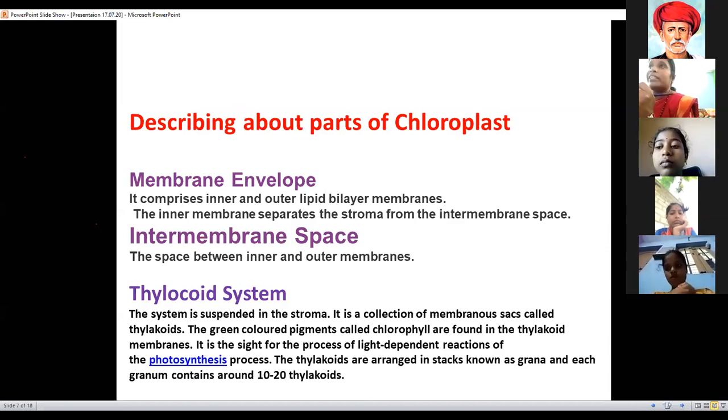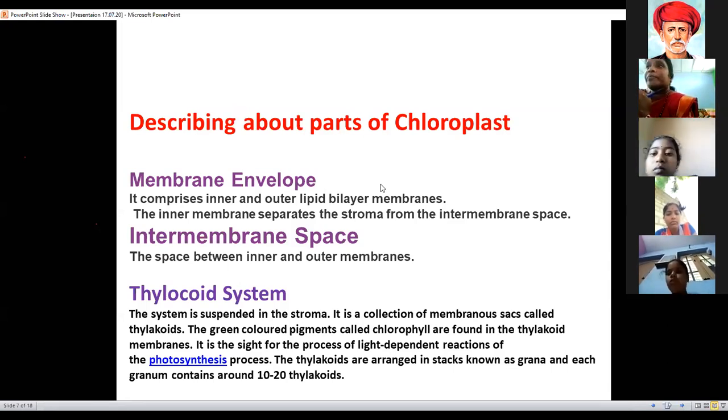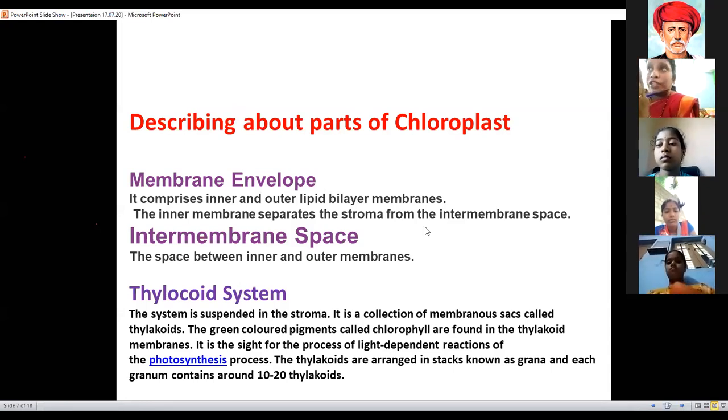The next one, the thylakoid system. What is the thylakoid system? The system is suspended in the stroma. It is a collection of membrane sacs called thylakoids. The green colored pigments called chlorophyll are found in the thylakoid membranes. Not only that, the thylakoid system also produces fat content, lipids. Okay, no confusion.